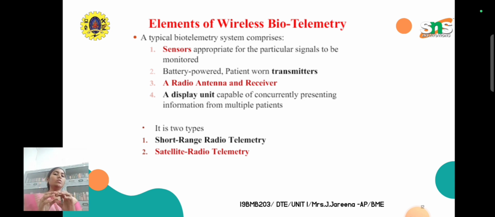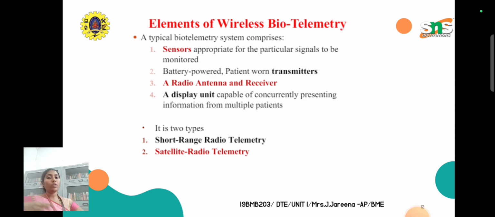Based on the range, how long the distance being covered is, it has two types. One is short range radio telemetry. It means the patient will be in one room, the transmitter end will be in one room, and the receiver end will be in another room. So it is covering only a short range of distance. That type of telemetry is short range radio telemetry.